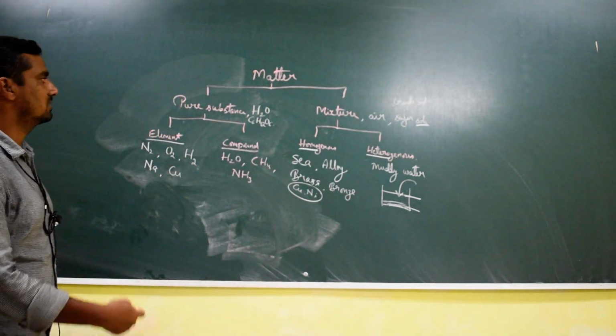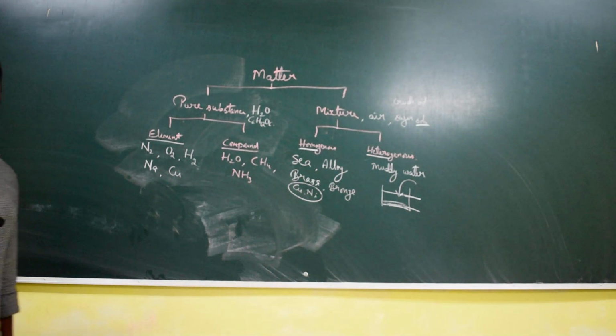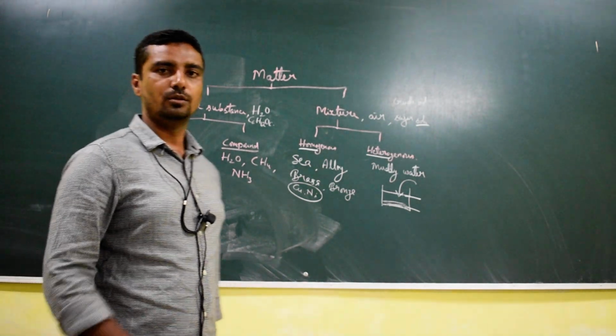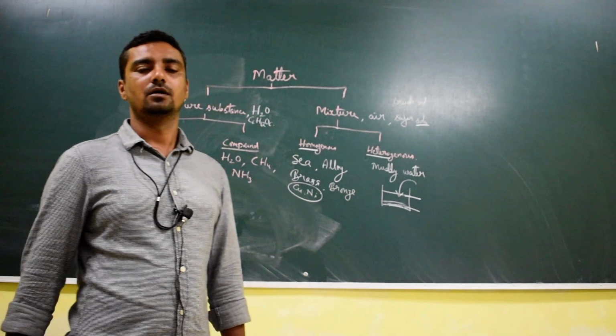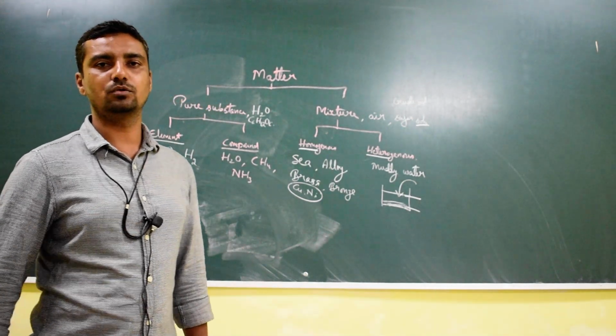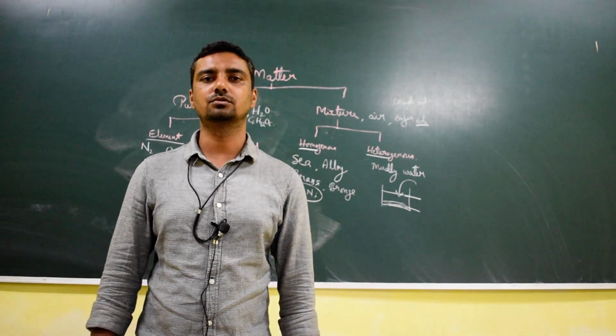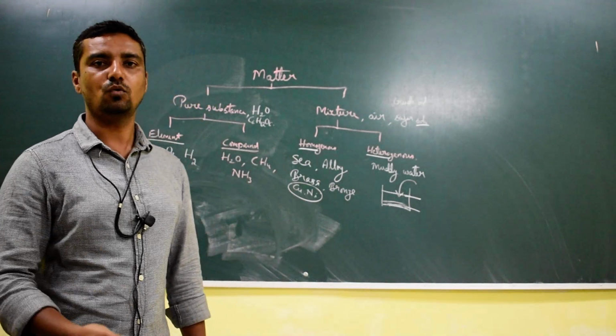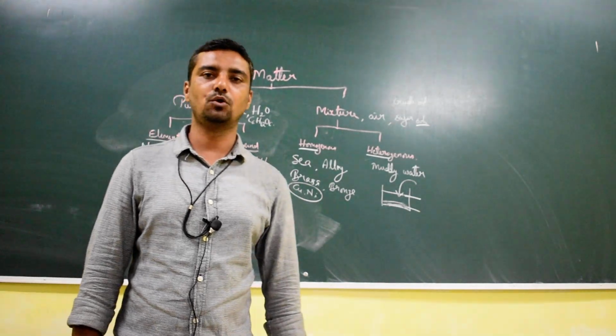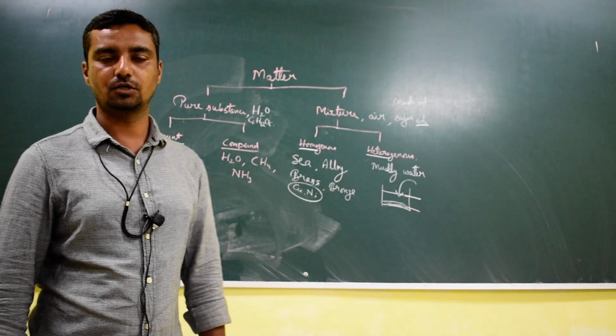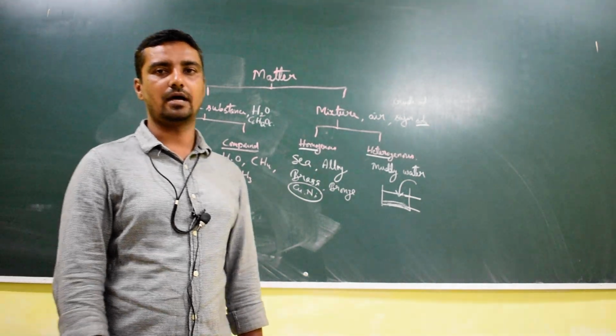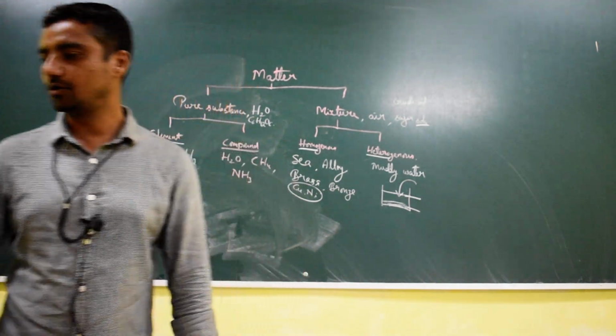So this is the classification of matter. Matter can be classified into pure substances and mixtures. Pure substances are again classified into elements and compounds. Mixtures are again classified into homogeneous mixtures and heterogeneous mixtures, understood. It is very easy and important also, right. So we go for the next one.